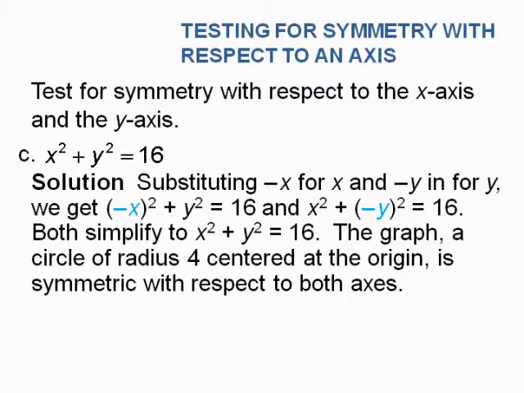Now this one we're going to test for symmetry with respect to x and y. Notice here, substituting in negative x for x and negative y for y, when you square something negative, no matter which way you do it, we get the same thing back. So this one has both x and y axis symmetry. And if you remember from previous lessons, this is our friend the circle, centered at 0, 0, with a radius of 4. And by the way, this one would also have origin symmetry if you replace both x with negative x and y with negative y. So this one would have x, y, and origin symmetry.